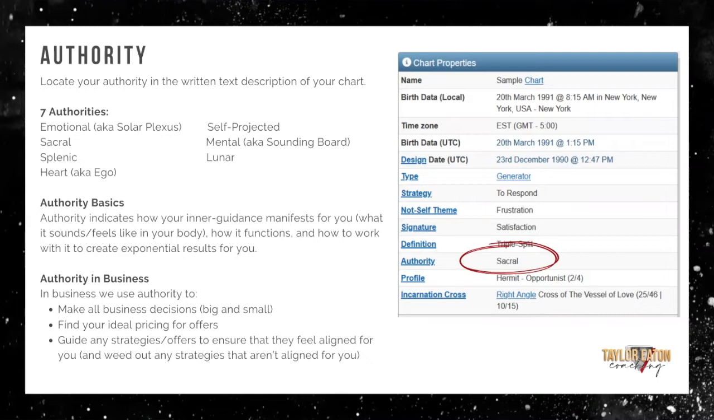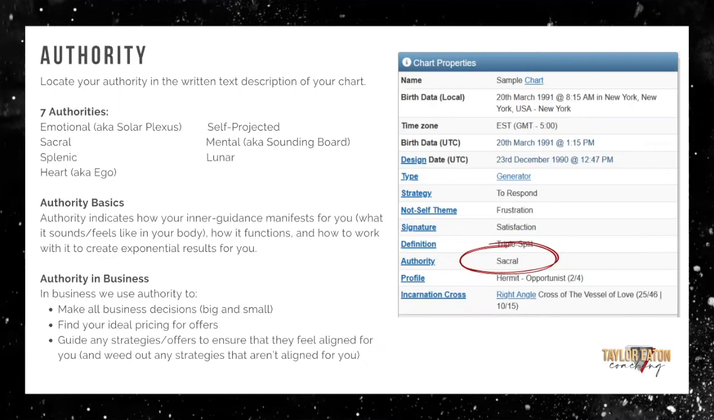We have the sacral authority, the splenic authority, the heart, also called the ego authority, the self-projected authority, the mental, also called sounding board authority, and the lunar authority, which I've also seen referred to as no authority or none, right? If you're a reflector, you automatically have the lunar authority. Reflectors are the only ones with the lunar authority, and that's the only authority they can possibly have. If you are a projector and see that it says no authority, it's just that you have a mental authority. They're just using a different term for it.